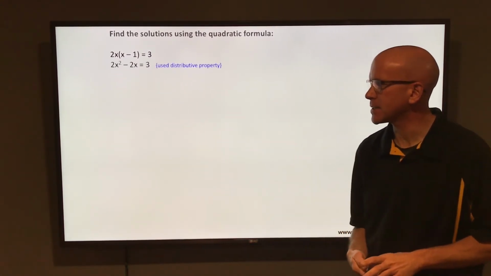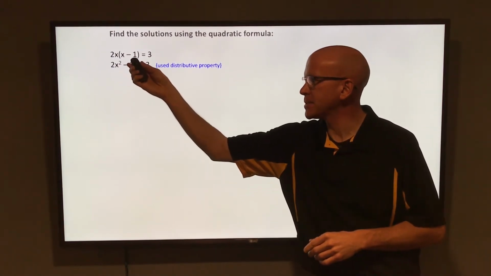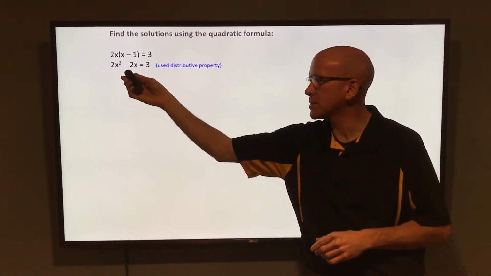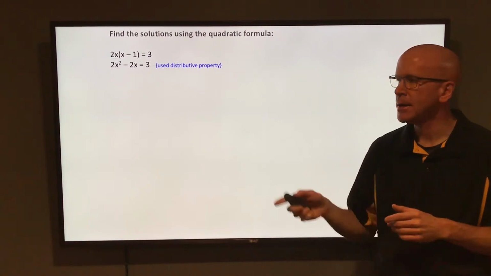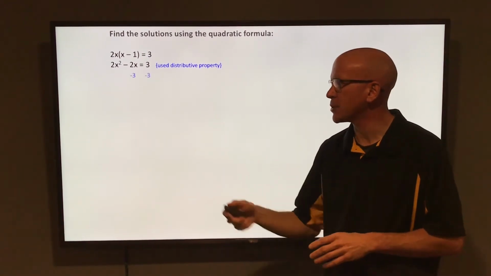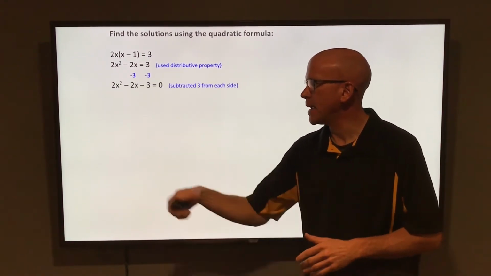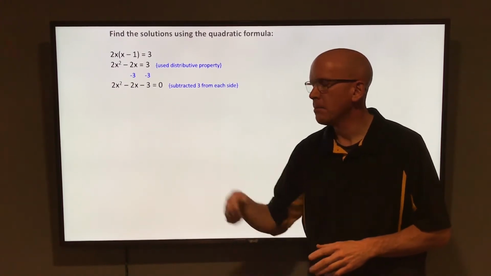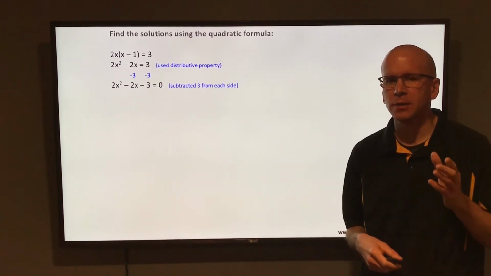Take 2x times x, that is 2x squared, and 2x times -1, that'd be -2x. So 2x squared minus 2x equals 3, but we're still not there yet. You have to move that 3 to the left side by subtracting 3 from each side. And if you do that, you get 2x squared minus 2x minus 3 equals 0. Now we're ready to use the quadratic formula.